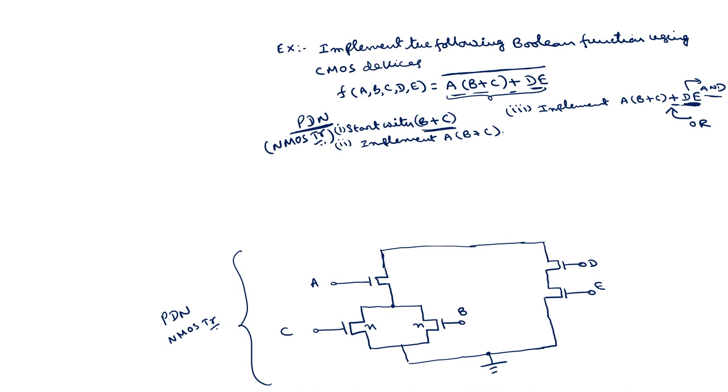Now coming to the PMOS, in order to get the PMOS, we can reverse these operations, or we can take the complement of this A into B plus C plus DE. This is the one which we have implemented using NMOS transistors. In order to obtain this expression using PMOS, take complement.